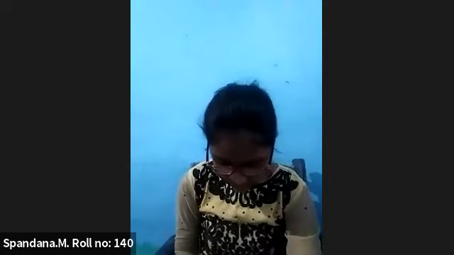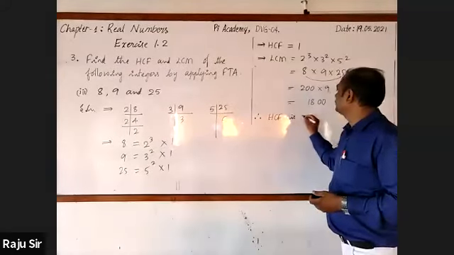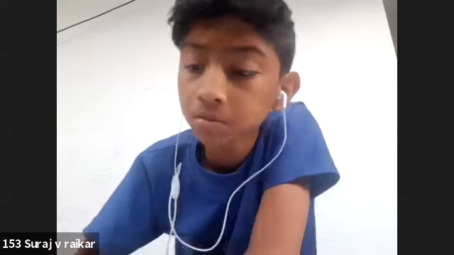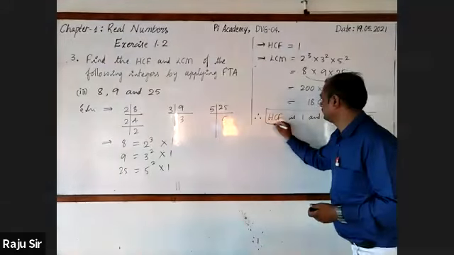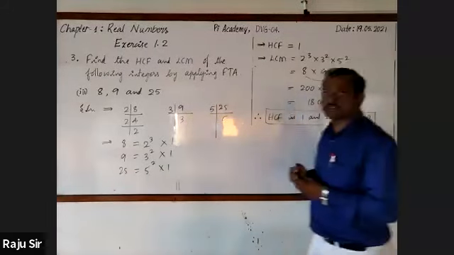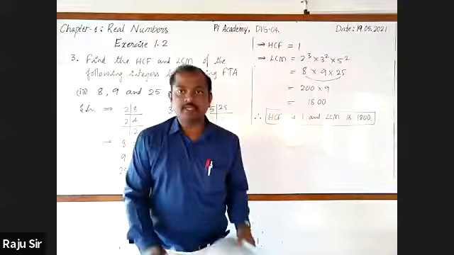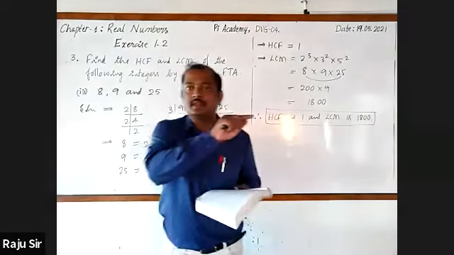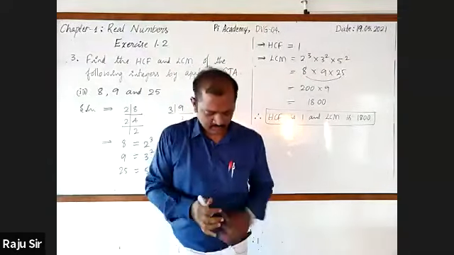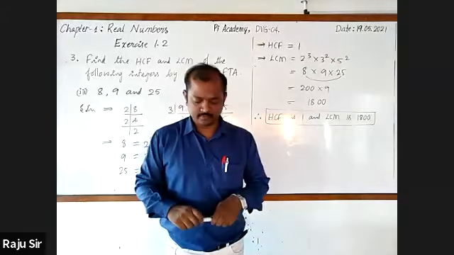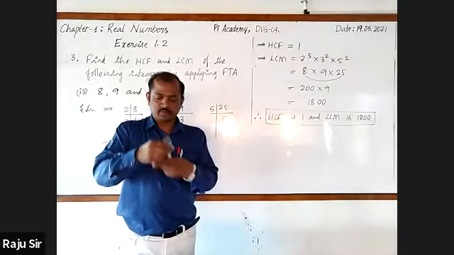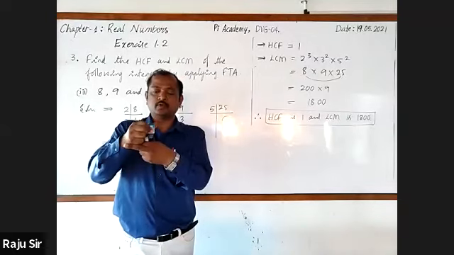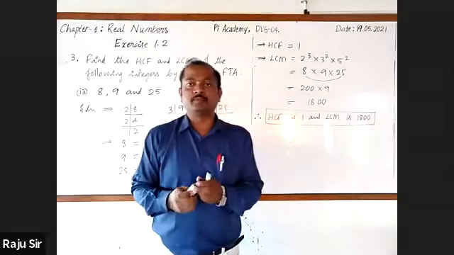Conclusion: therefore, HCF is 1 and LCM is 1800. Put a box for this. This one has been completed. Please take a scale and pencil and draw a line. Next, we will move on to the fourth one. Please follow neatness in your notebook.